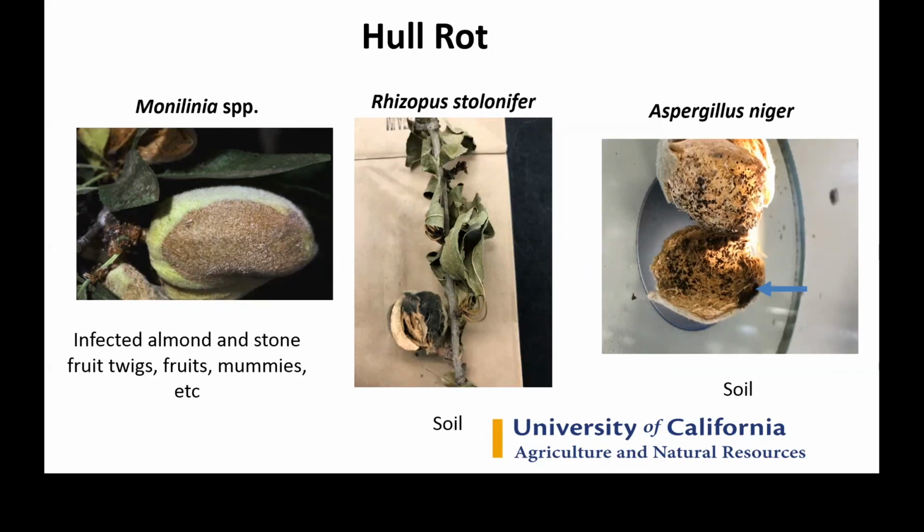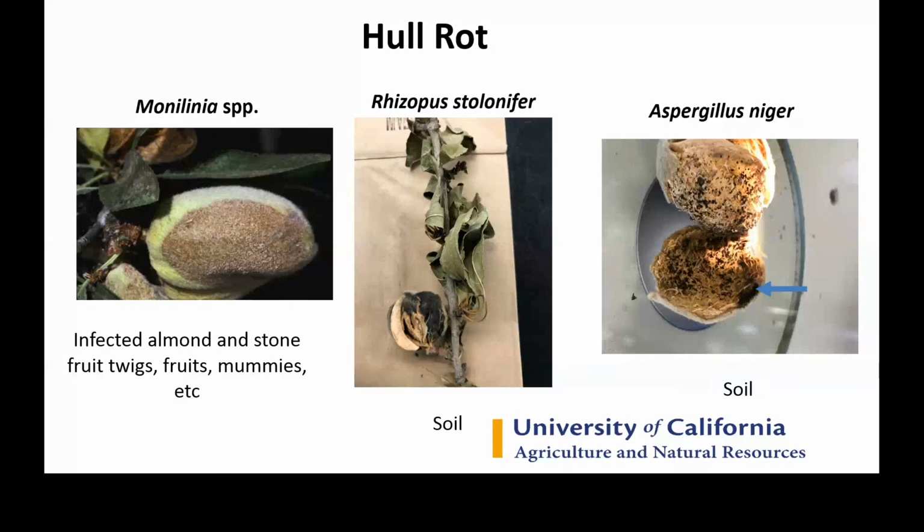So when it comes to hull rot, previously there were two major pathogens that are causing hull rot. The first one is Monilinia species, and mainly it's Monilinia fructicola, which is also causing the brown rot in almonds. The other one is Rhizopus stolonifer, which we see more down here in the valley.